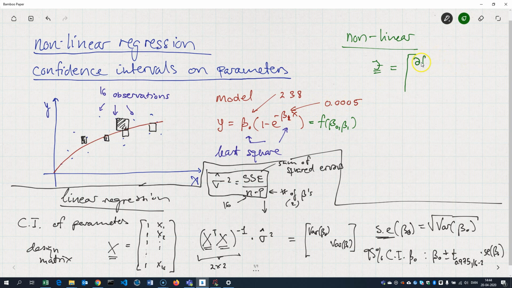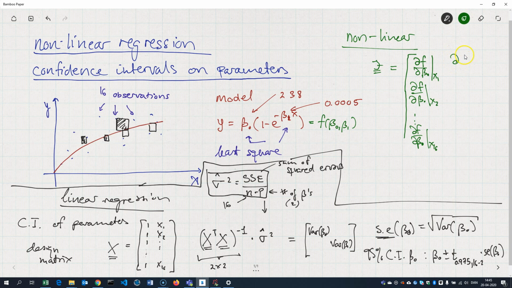So we take the derivative of the function with respect to beta naught, and we evaluate this derivative at x1. So that's the first element of this matrix. In the next row, I take the derivative of my model with respect to beta naught, evaluated at x2. So that corresponds to the next observation here. And I keep doing that for as many observations as I have until I get to the last one. In our case, that would be x16.